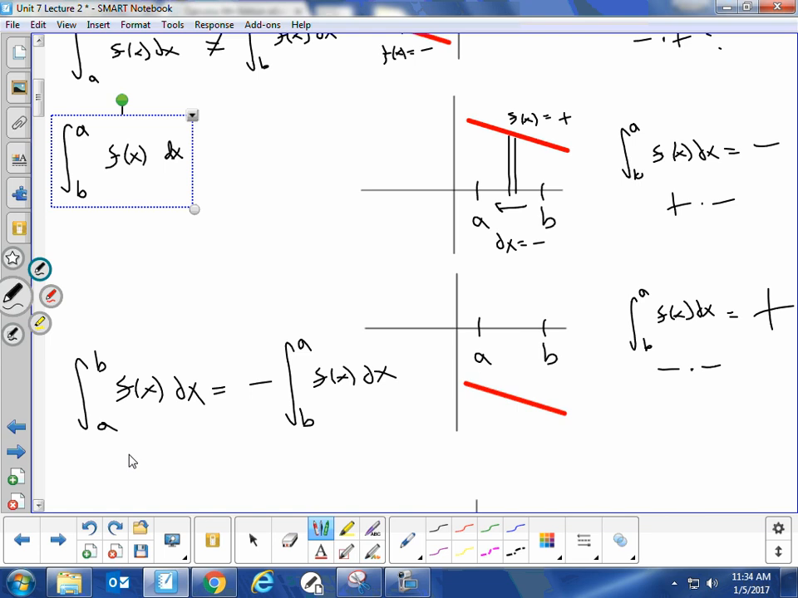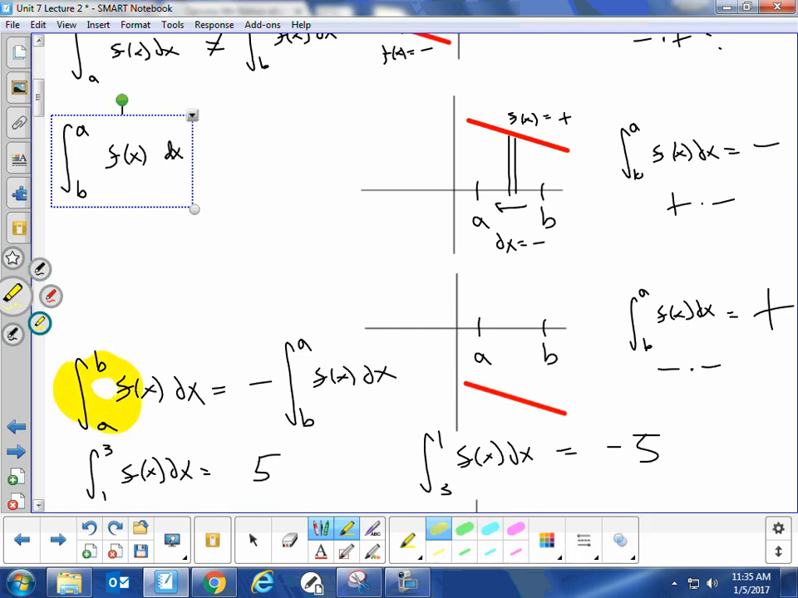Order matters. If I'm going from right to left, it is going to be opposite of the area from left to right. So if I have an integral from 1 to 3 of f of x that I know is equal to 5, I can easily say that the integral from 3 to 1 of f of x will be negative 5. Okay, that's property number 1. Order matters. Pay attention to order.